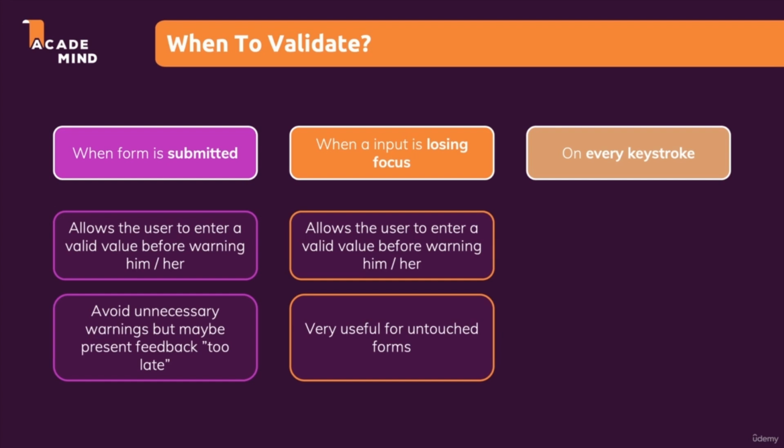The downside with this approach, however, if you only validate on losing focus, is that if an input was invalid, so if the user did already enter something invalid and now comes back to fix it, you don't tell the user if it's now valid or not until he or she is done entering an input. That's where on-keystroke validation might be better. There you provide direct feedback to the user on whether the input is valid or not on every keystroke.